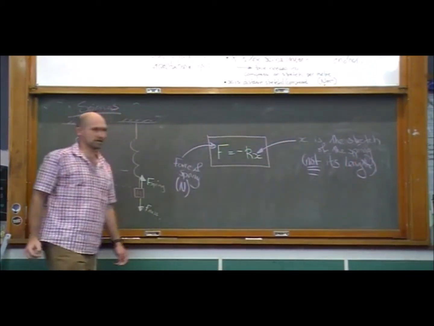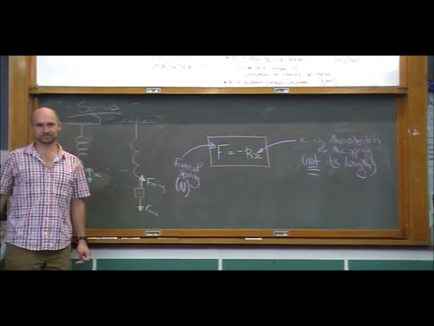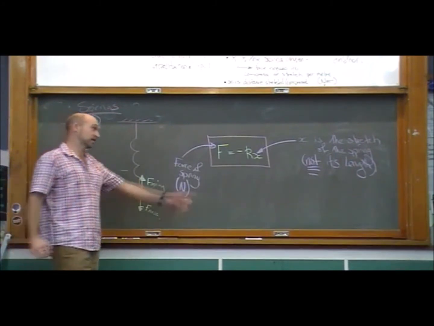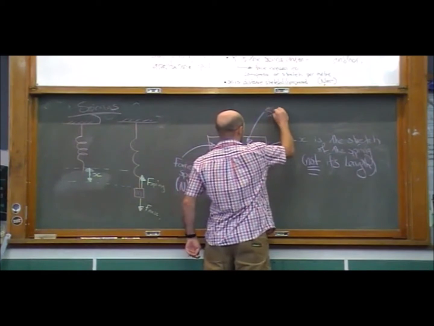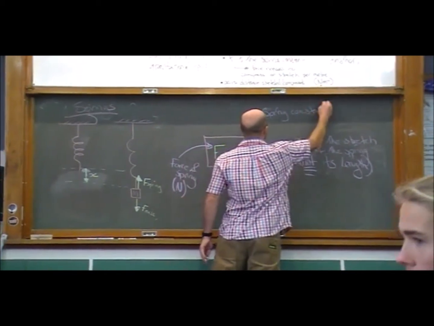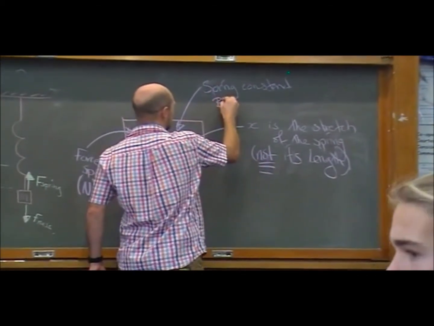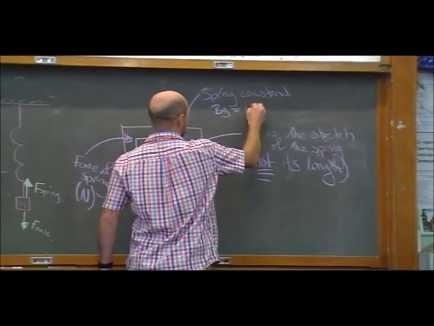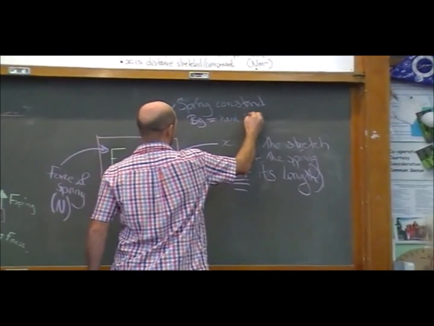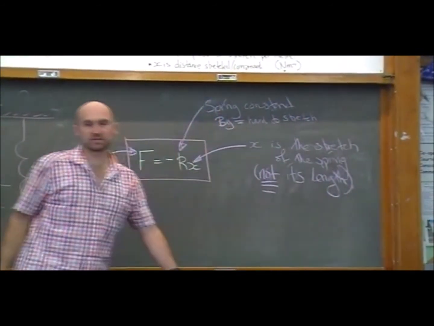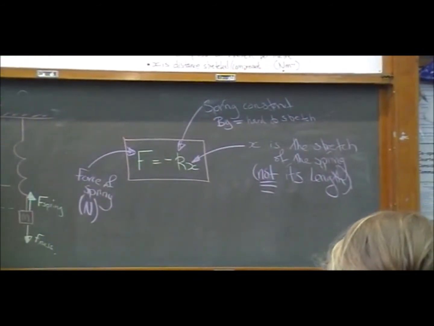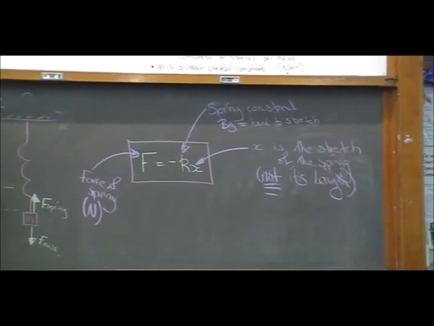What about another one? The spring constant. So the k is the spring constant, right? And if it's big, that means hard to stretch. So if you get some big number, that means the spring is less springy. It's harder to stretch.